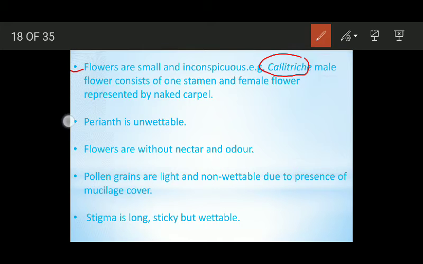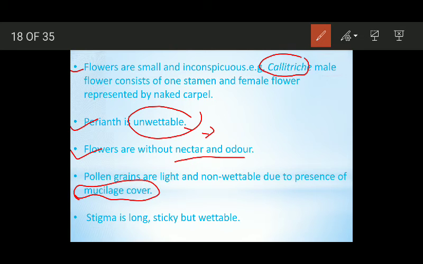The perianth in aquatic flowers is unwettable. It should be unwettable because if it constantly gets wet, it can decompose. The flowers are without nectar and odor. They don't need to produce nectar and odor. The pollen grains are light and non-wettable due to presence of a mucilage cover. Similarly, their pollen grains should be non-wettable. They should be light so that they can float, so that they do not sink. They should be light and non-wettable, and this non-wettable feature is achieved due to presence of mucilage cover.